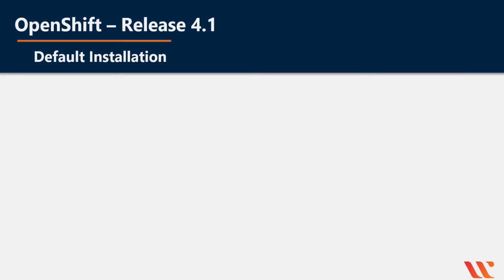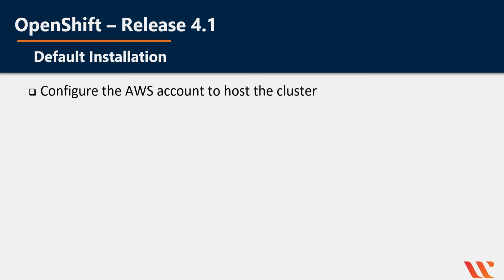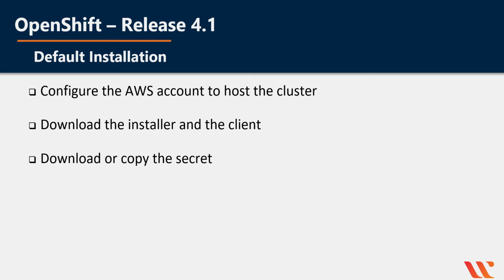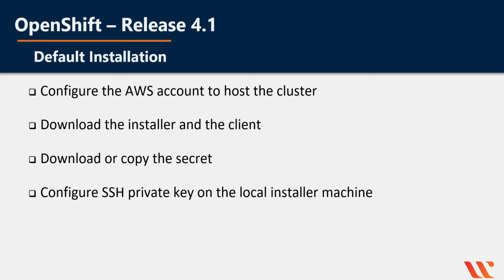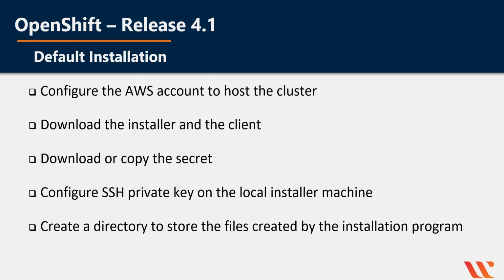A quick review of the installation steps. First, we need to configure the AWS account to host the cluster. Then we downloaded the installer and the client onto the machine from which we'll run the installation program. We need to download or copy the secret for our Red Hat account. We need to configure a SSH private key on the machine from which the installation will be run. We need to create a directory to store the files which are created by the installation. And then we started the installation program.